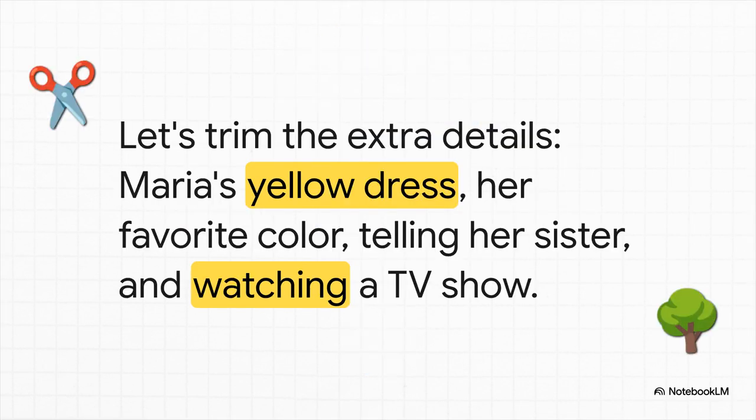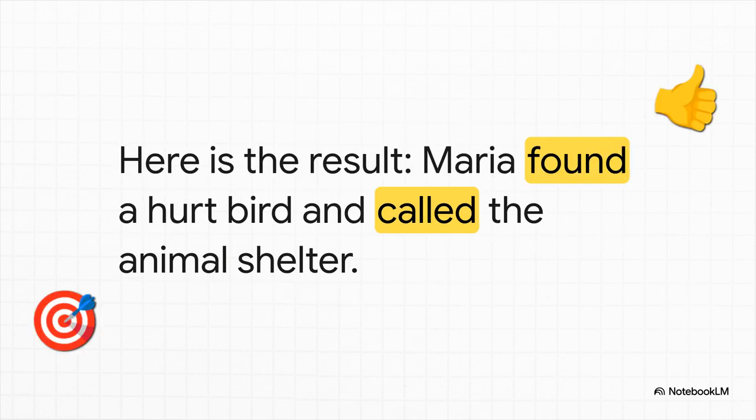All right, let's get out our trimming shears. That yellow dress, and it being her favorite color, yeah, that's a branch. It's a nice detail for sure, but it's not the main point of the story. And her telling her sister and watching TV, that stuff happens after the main event is over. So, snip, snip, those are branches too. And look what happens when we trim away all that extra stuff. We're left with this one simple, powerful sentence. That's it. Maria found a hurt bird and called the animal shelter. That's the core truth, the center, just like that poem was talking about.